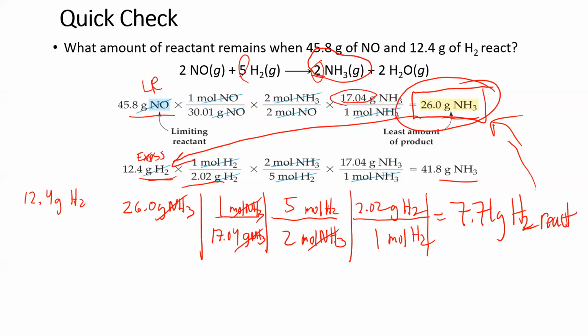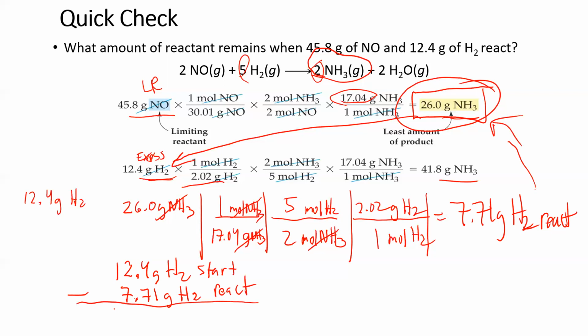So what do I have to do? I'll make it a little bigger. 12.4 grams of hydrogen is what I start with. I want to subtract 7.71 grams of hydrogen that's required to react. And what do I end up getting? I end up getting 4.69 grams of hydrogen remain.